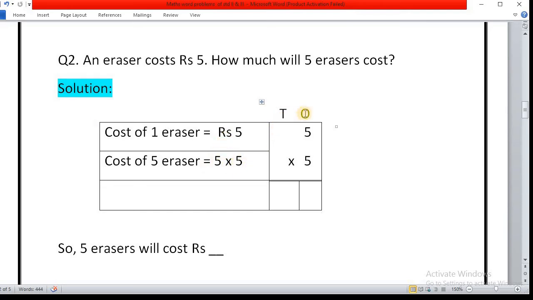I have written tens, ones. I have written the cost of 1 eraser and I have to find the cost of 5 erasers. So 5 multiplied by 5. 5 fives are 25. So here I'll write 2 in the tens place and I'll write 5 in the ones place. So 5 erasers will cost rupees 25. Clear?